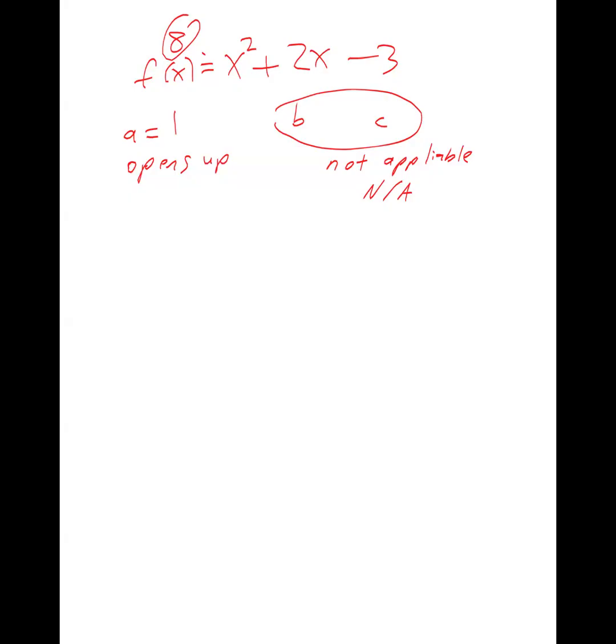Okay, so how do I find the vertex of it though if that's not the value of B and C? Because since that's not the value of B, I can't say that it moves 2 units left, and I can't say it moves 3 units down. How do I figure it out?